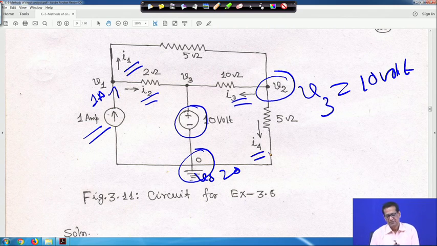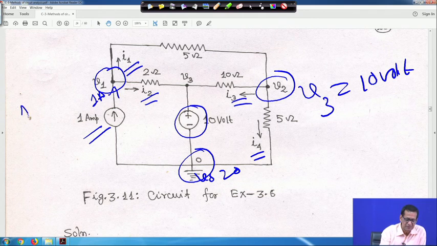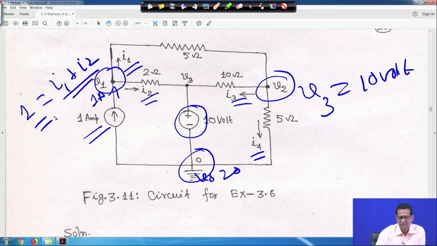So, you have to apply KCL, say at node 1. If you apply KCL, 1 ampere current is entering, equal to I1 and I2 leaving the node. So, it will be I1 plus I2. So, I1 plus I2 is equal to 1. This is one equation, right.